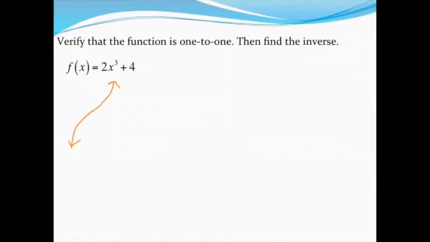This graph then does pass the horizontal line test. No matter where I draw a horizontal line, it only intersects one time. So yes, this graph is in fact one-to-one. That's good because what that means is the inverse of this graph will also be a function.